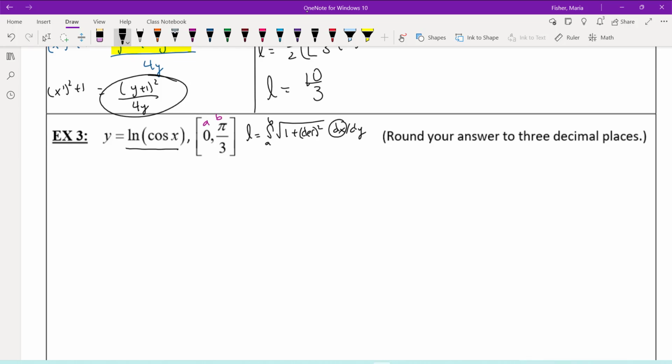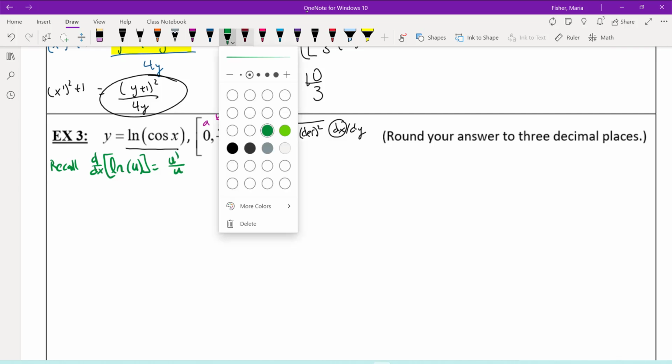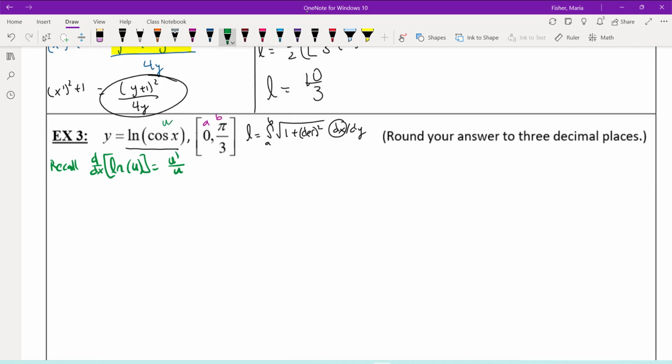So now let's figure out what is the derivative, and what is that derivative squared, and what is that derivative squared plus 1. If y is equal to the natural log of the cosine, we'll recall that the derivative of the natural log of u is equal to u prime over u. In this case, my u is equal to the cosine, so the derivative of the natural log of the cosine would be the derivative of the cosine, which is negative sine of x, over u, so over the cosine. Well, negative sine over cosine is just negative tangent.